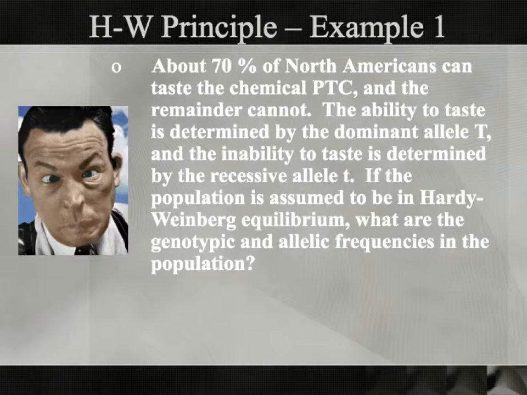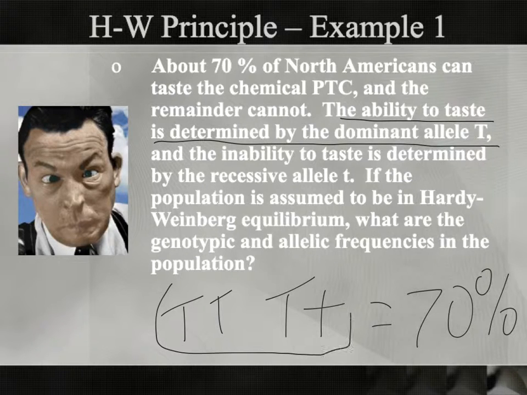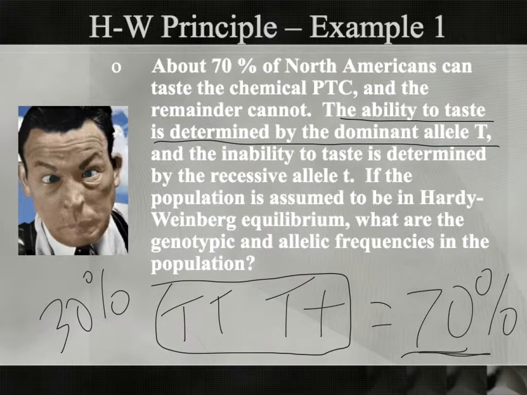So first off, what do we know? The important point is that the ability to taste is determined by the dominant allele T, which means anybody who is homozygous dominant or heterozygous can taste. So 70% of those individuals can. However, we need to find specific genotypic frequencies, so we need to find our p squared and 2pq. We cannot just simply break this 70 apart. We have to look at the 30% of individuals, because that makes 100%, who are going to be homozygous recessive.